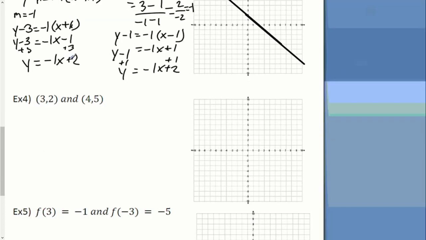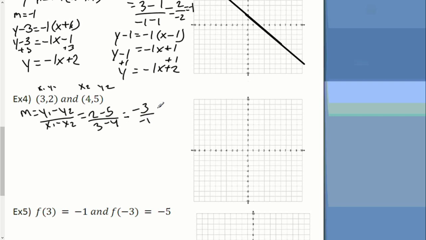Example 4. So remember, the first thing I need to do is find the slope because I don't have a slope here. So the slope is going to be, I'll keep writing it because it's so important, y1 minus y2 over x1 minus x2. Let's call this x1, y1, and x2, y2. So we get 2 minus 5 over 3 minus 4. 2 minus 5 is negative 3, and 3 minus 4 is negative 1, and negative divided by negative is positive, so it's positive 3.